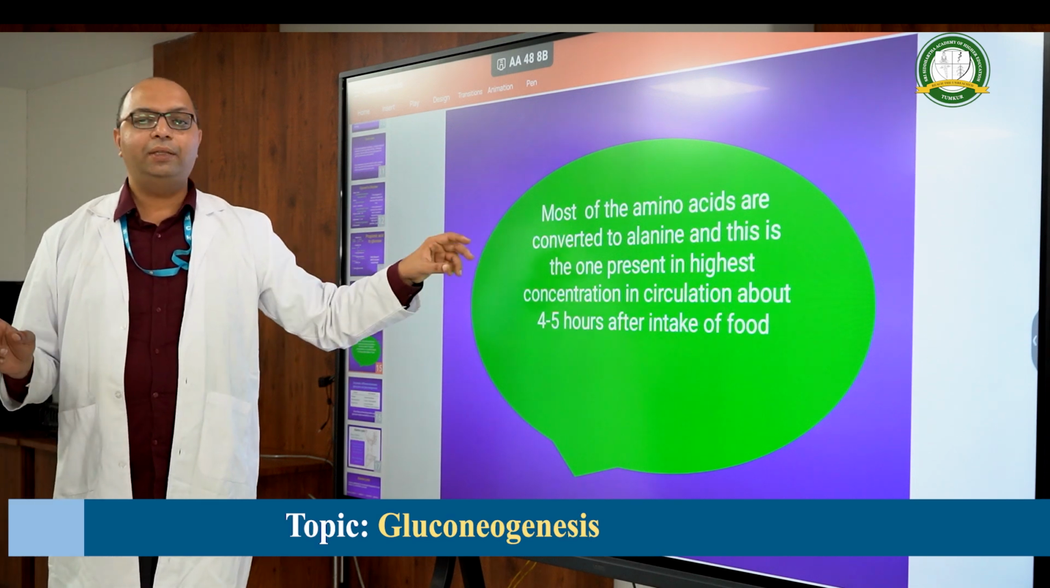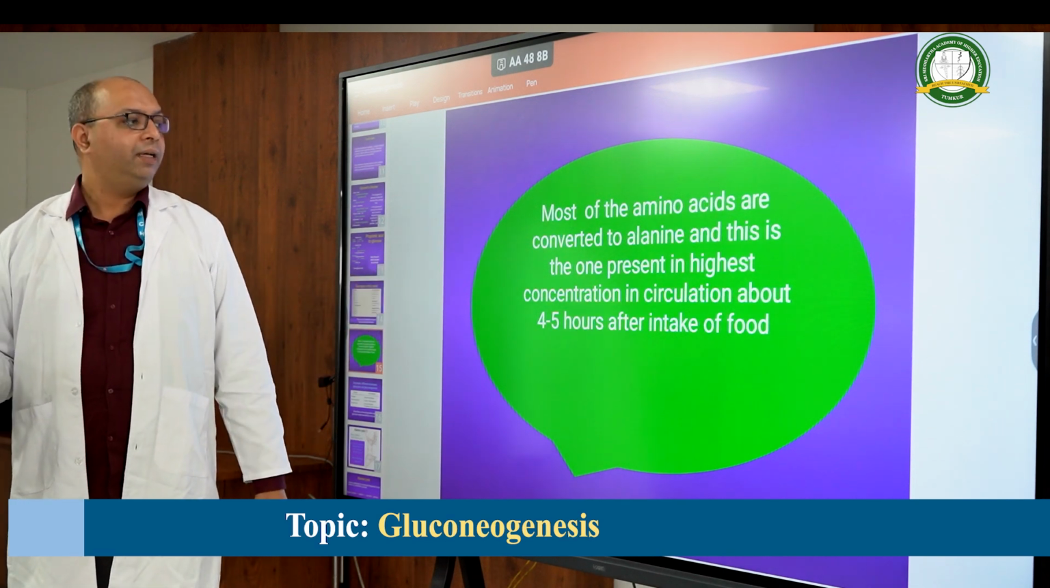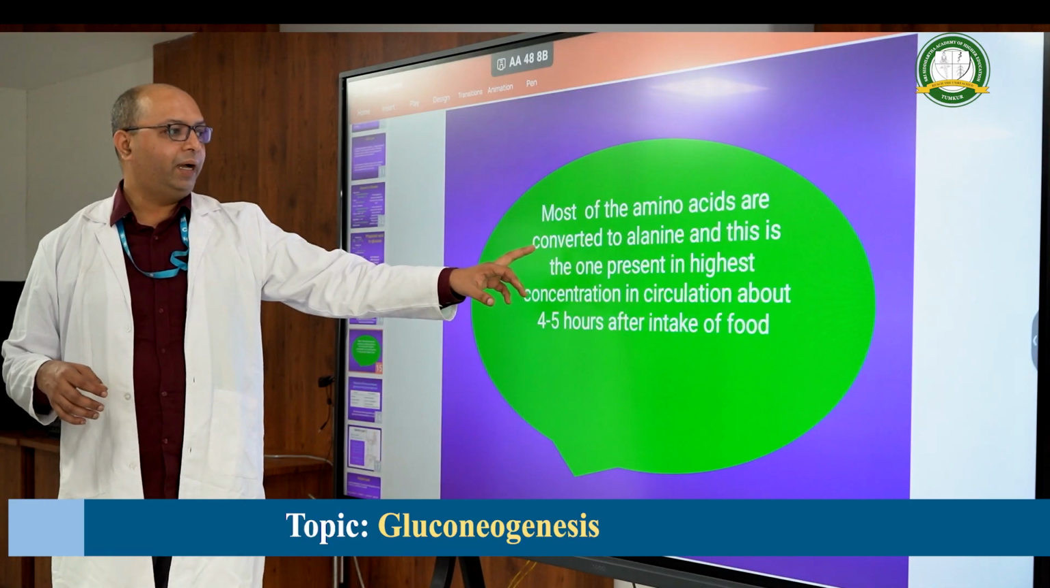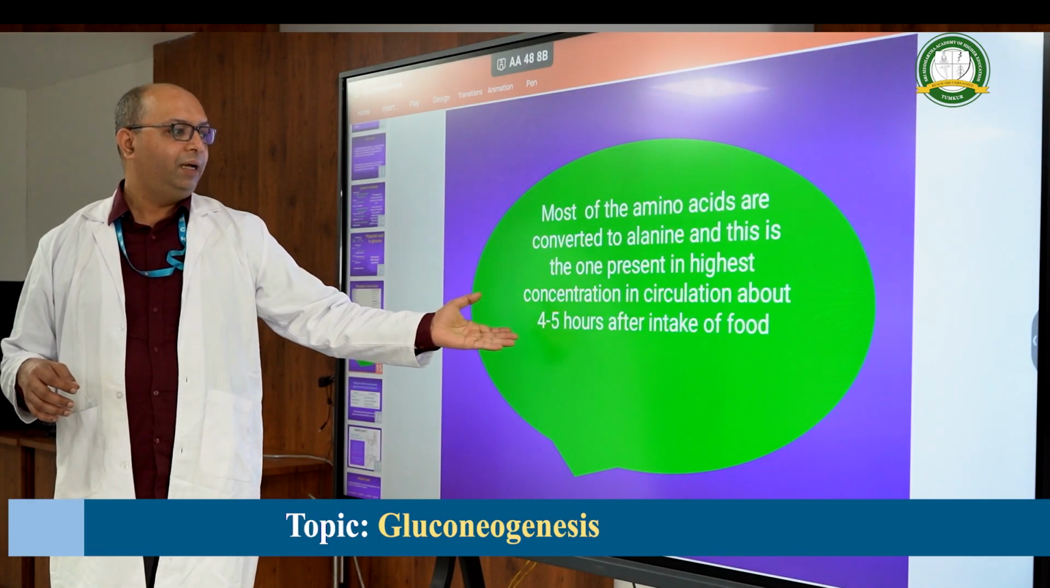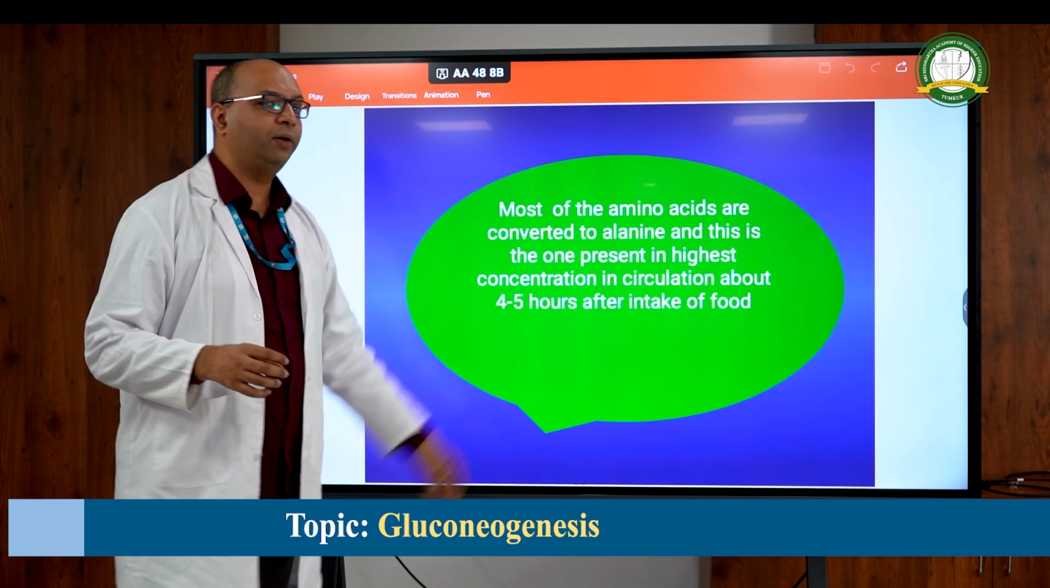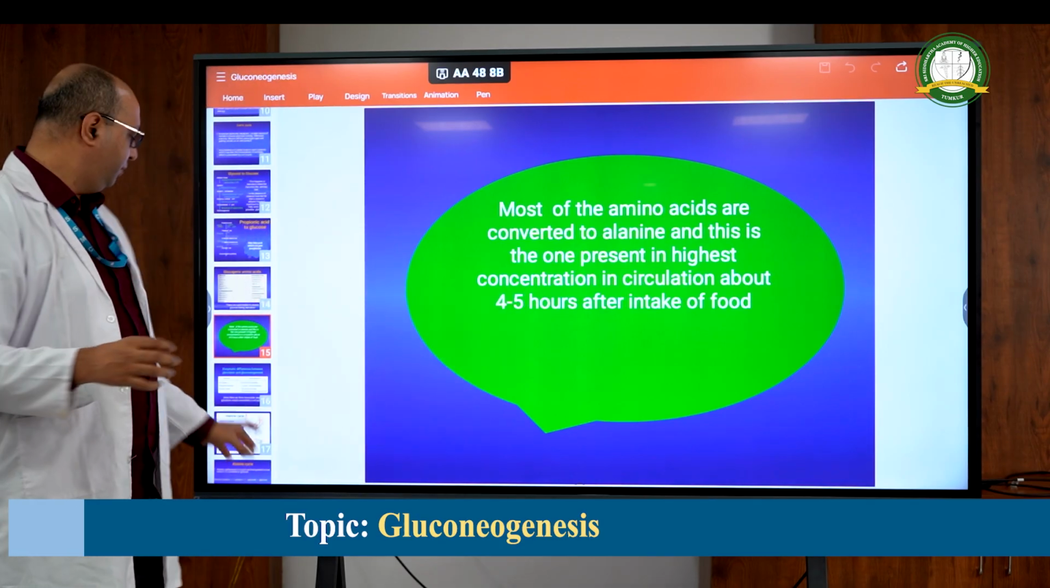The one key thing you can remember is most of these amino acids will give rise to alanine. The alanine content will increase 4 to 5 hours after the intake of food.